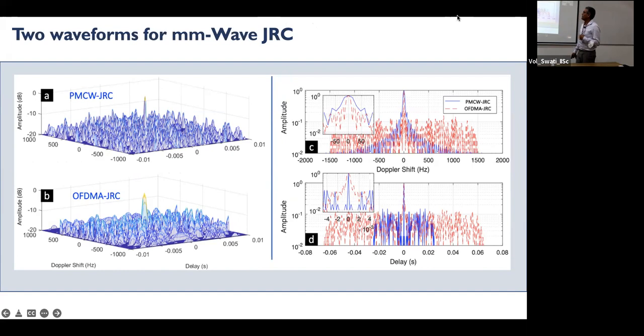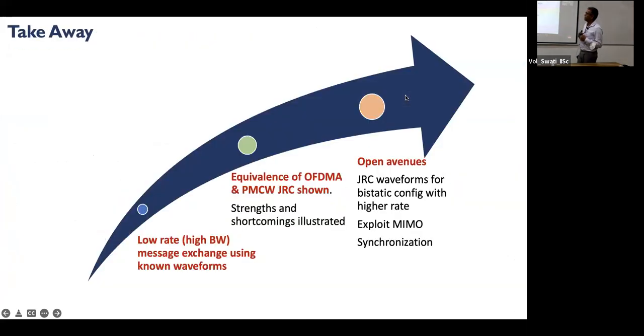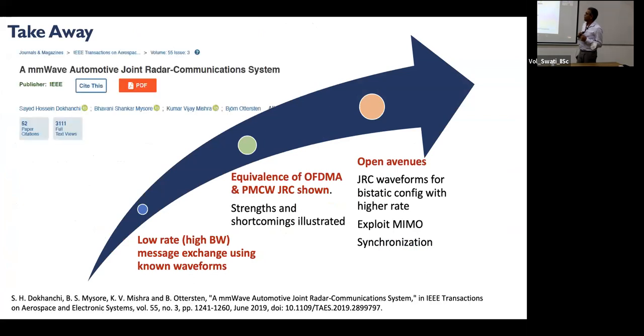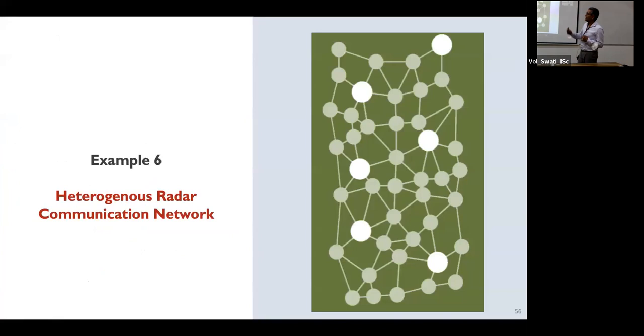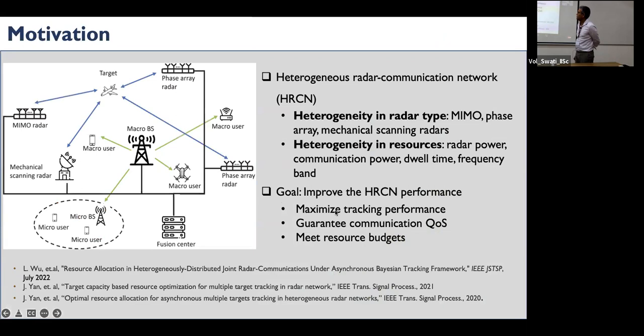I think we can go to the summary slide. There is another example that we can skip. We also did a bit of heterogeneous network optimization. This was, I think, the last example, but I guess we can skip this because I did mention what a heterogeneous network is, like you have different types of radars. So should I just skip this, Bhavani? Yes, I think you can skip this part.